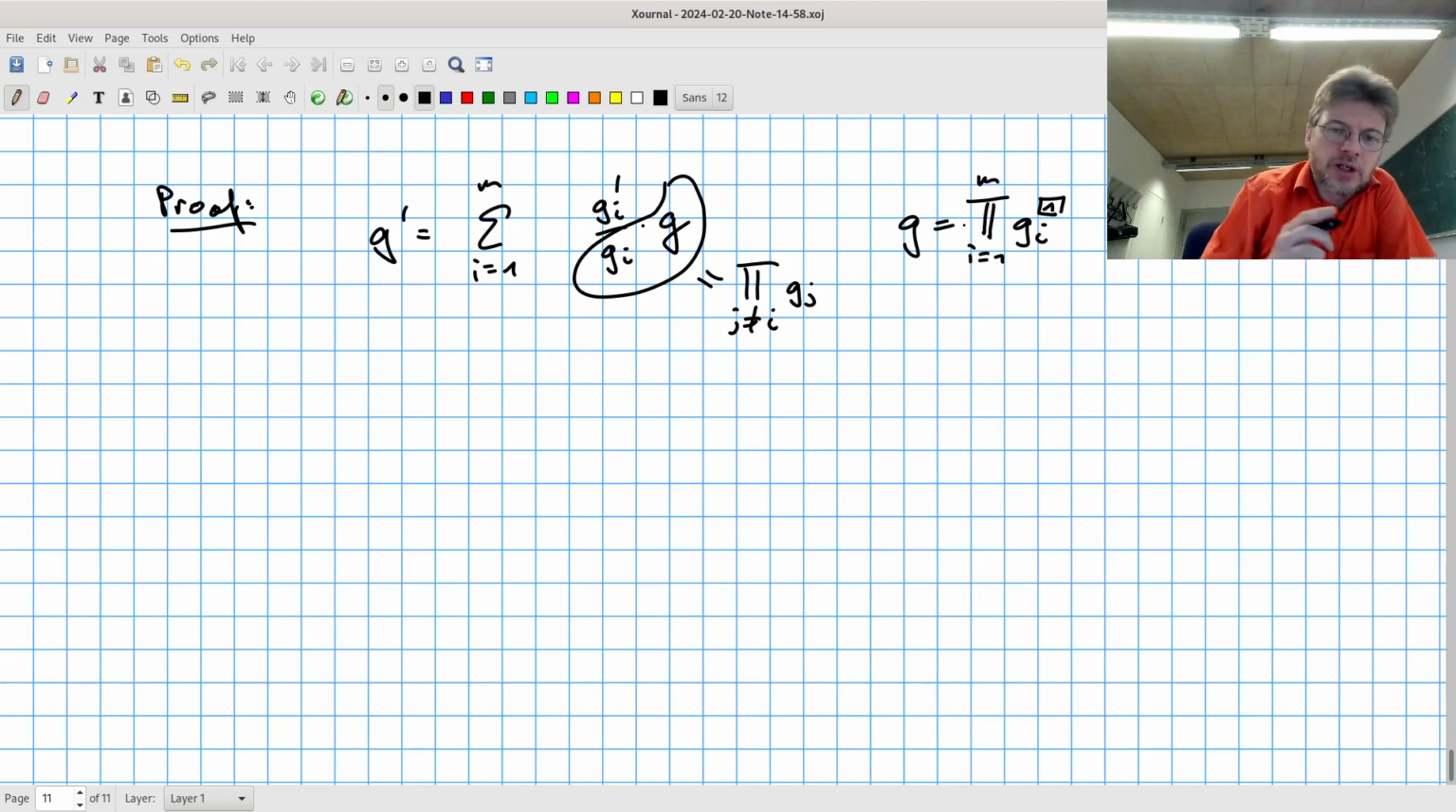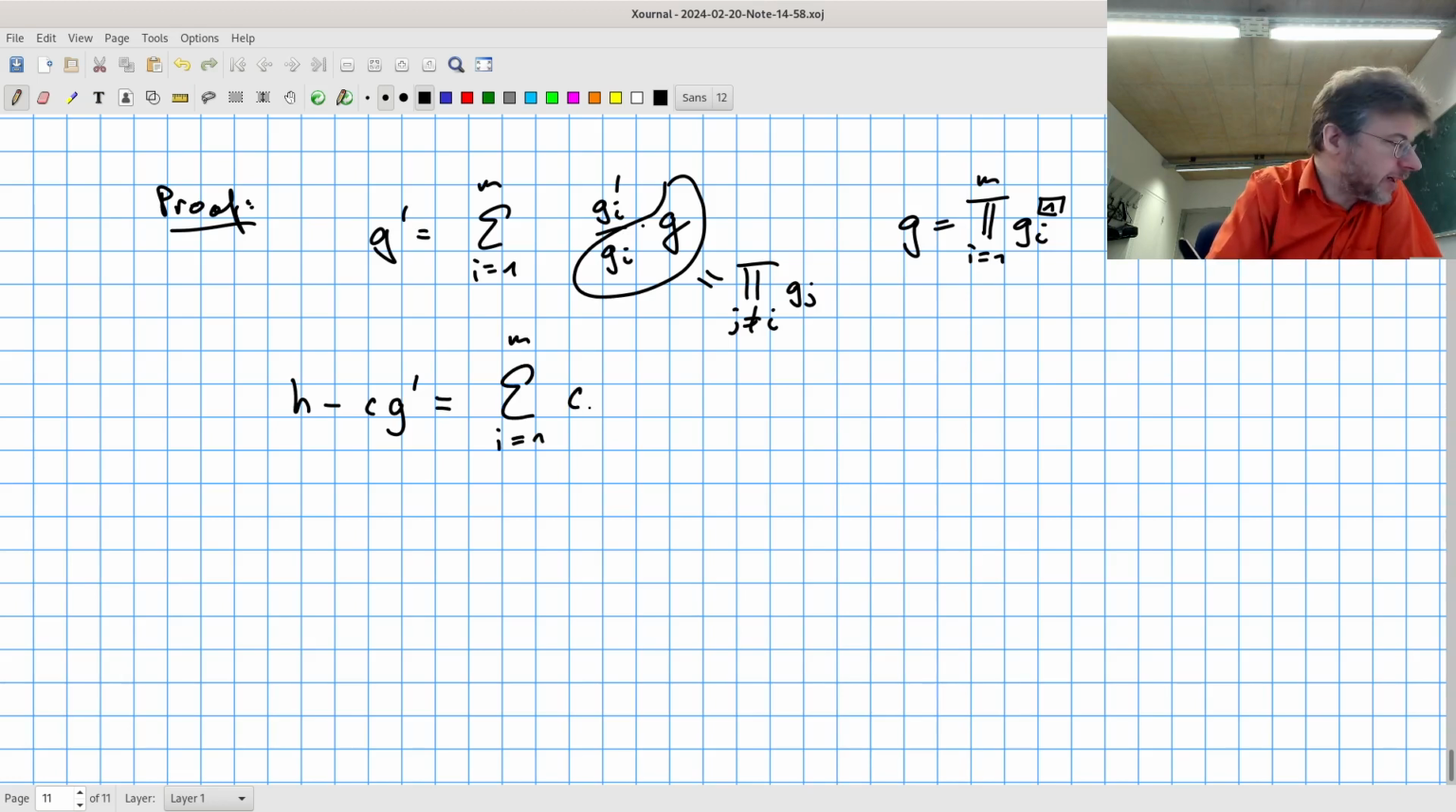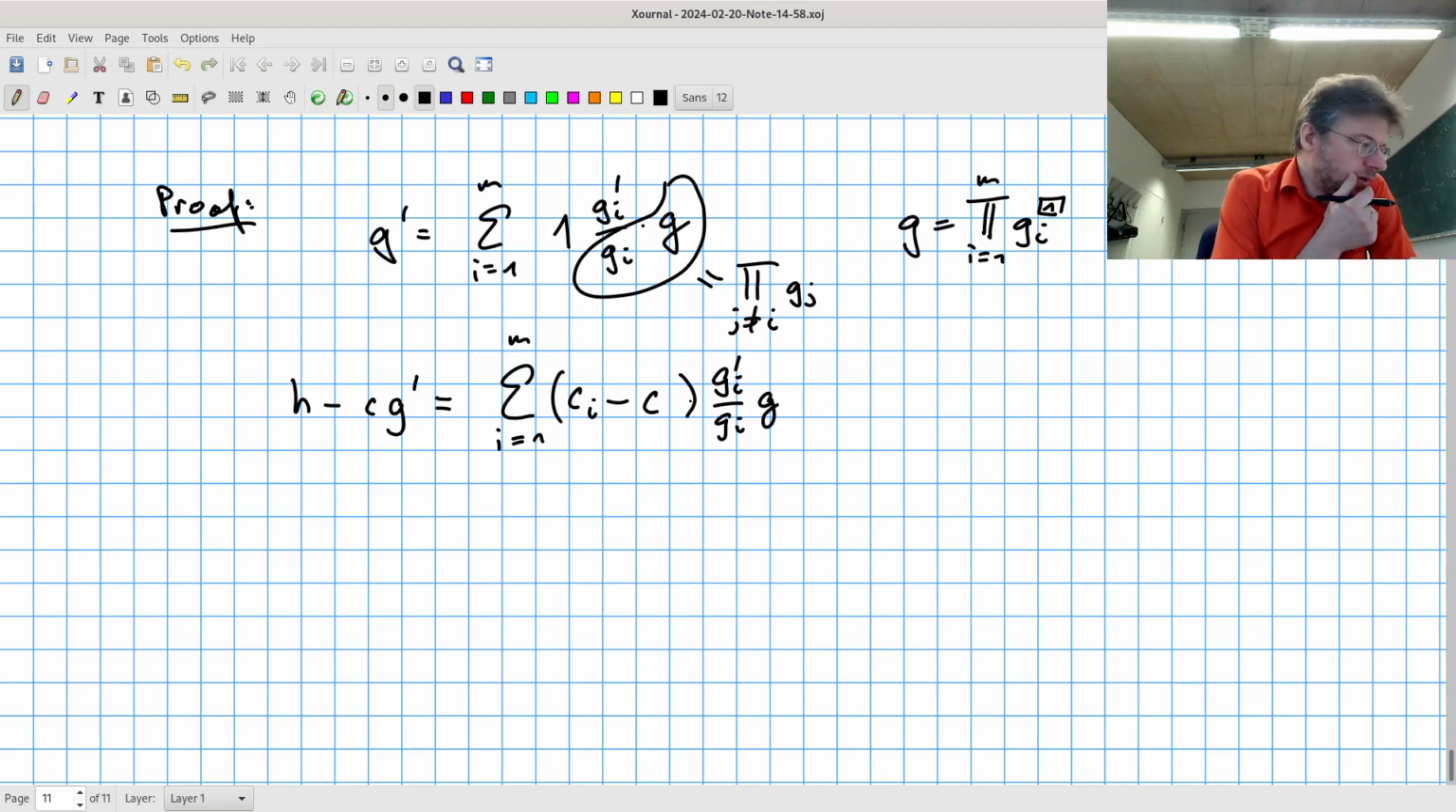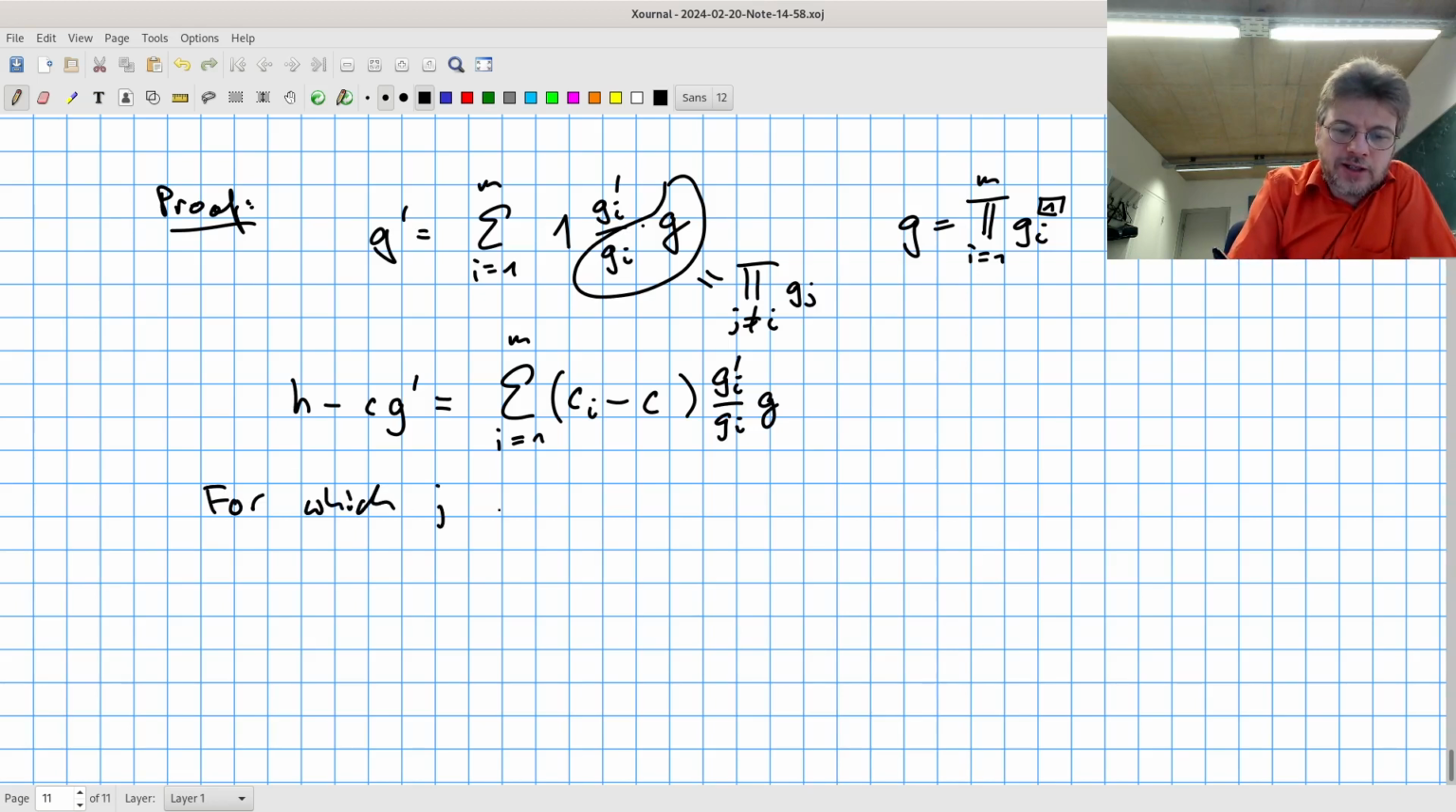The g is square-free. Now let's look at what I have if I take this quantity that appears in the GCD, h minus c times g prime. The h was also something like this, except that it had these additional coefficients. So we had the sum i from 1 to m, c_i times this g_i prime times g over g_i, and then minus from here c times this. So the 1 gets multiplied by c, so I have this. And now let's see under which circumstances I can have a common factor. So for which j can we have g_j divides this h minus c g prime.